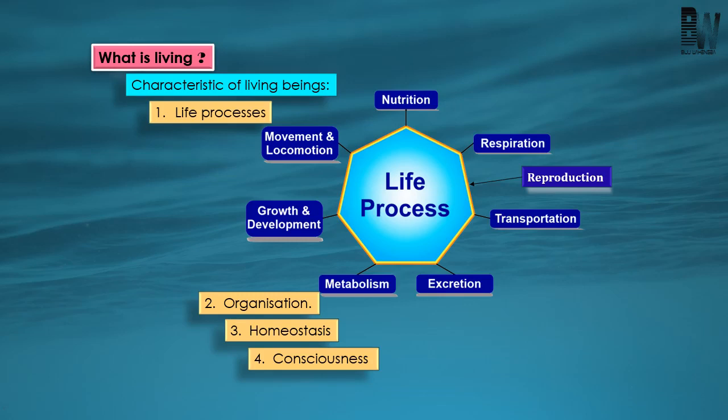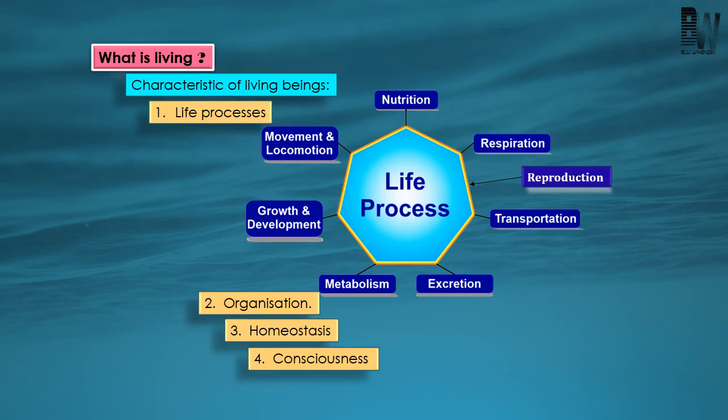So coming to the topic, first let us try to know what is living. To get the answer, first you should know what is the characteristic of a living. First point, every living organism will perform life processes. That means every organism will perform nutrition, respiration, transportation, excretion, reproduction, movement, locomotion, growth and development. These are the important features of living, and about life processes we have discussed in detail in class 10, so here we will not discuss in detail.